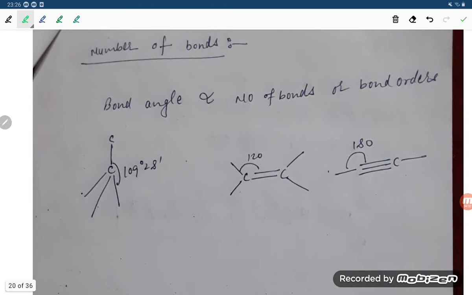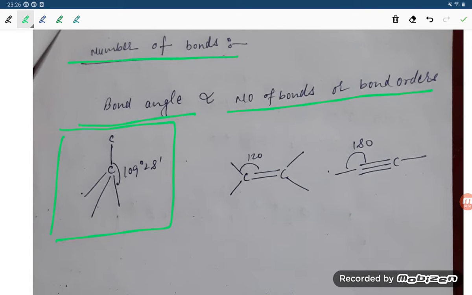So let us see, students, the number of bonds. Bond angle is proportional to the number of bonds or bond order. The more the number of bonds, the more will be the bond angle. So here the C triple bond is there, students, so the bond angle is 180 degrees.